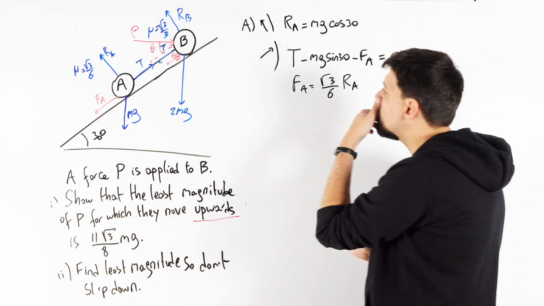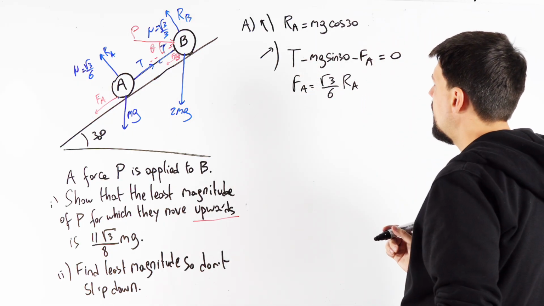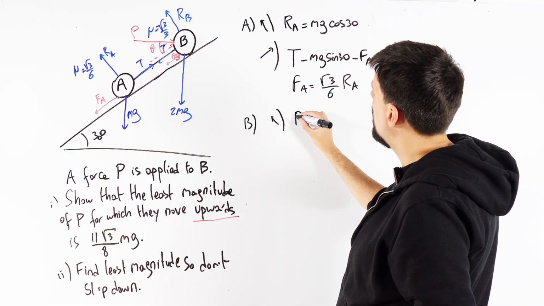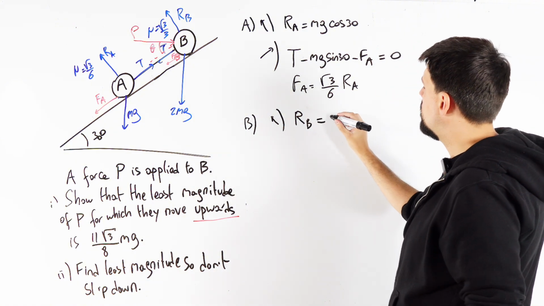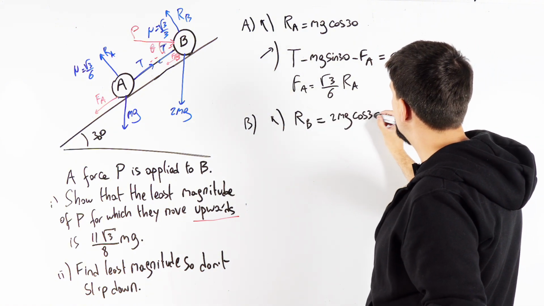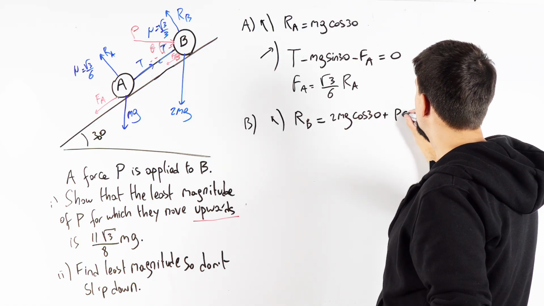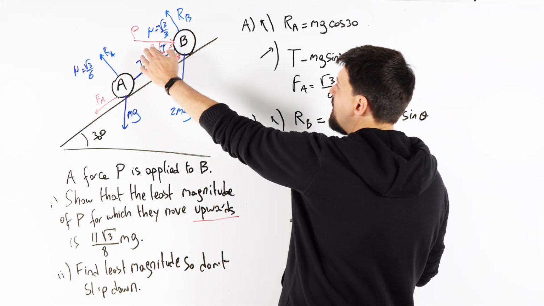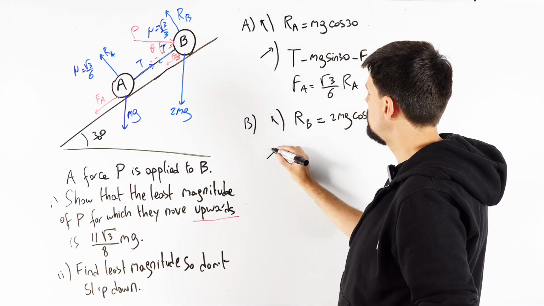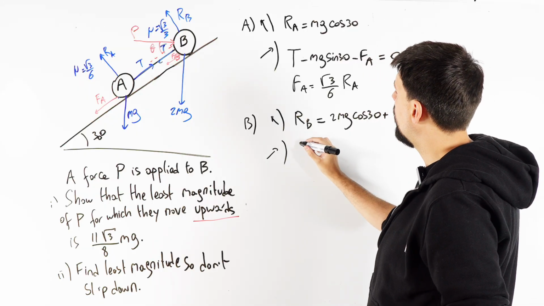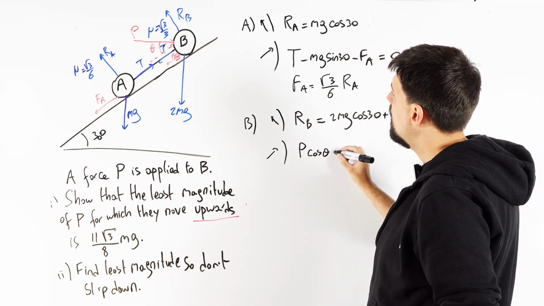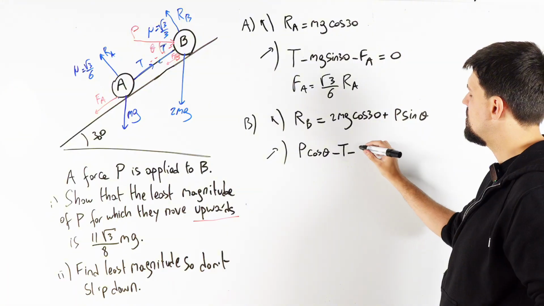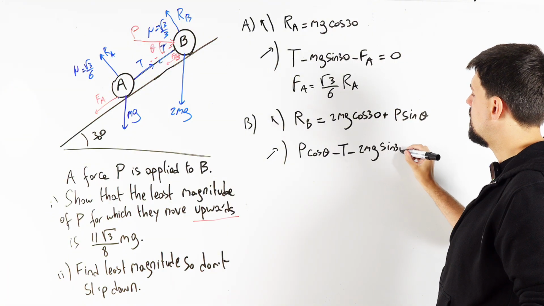So what I'm going to do is get my equations down for everything. We'll put them together and see what happens. Let's go for B. Perpendicular to the slope, we've got RB. Now that's got to equal 2 mg cos 30 plus P sine theta. All right? We've got that force P digging us down. Going up this plane, we've got P cos theta. And then what's pulling us down? We've got tension, and we've got 2 mg sine 30.